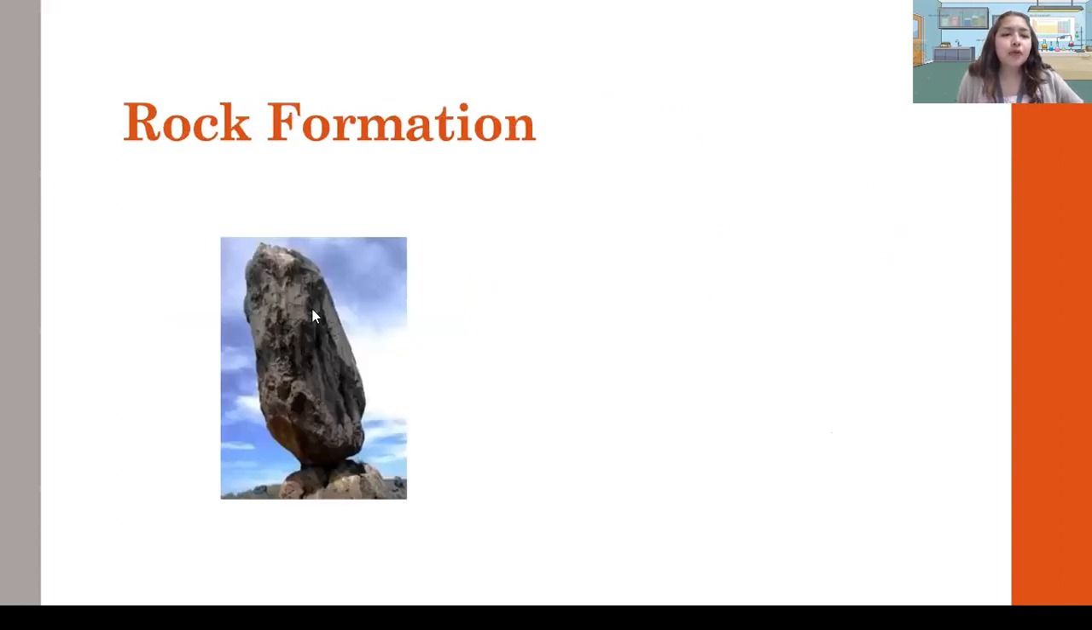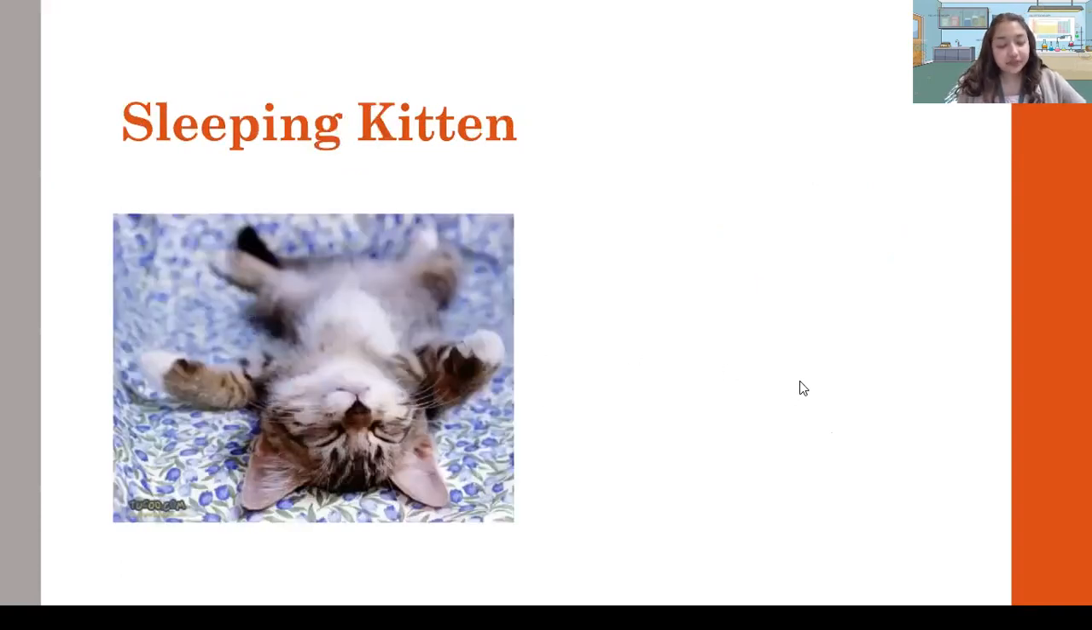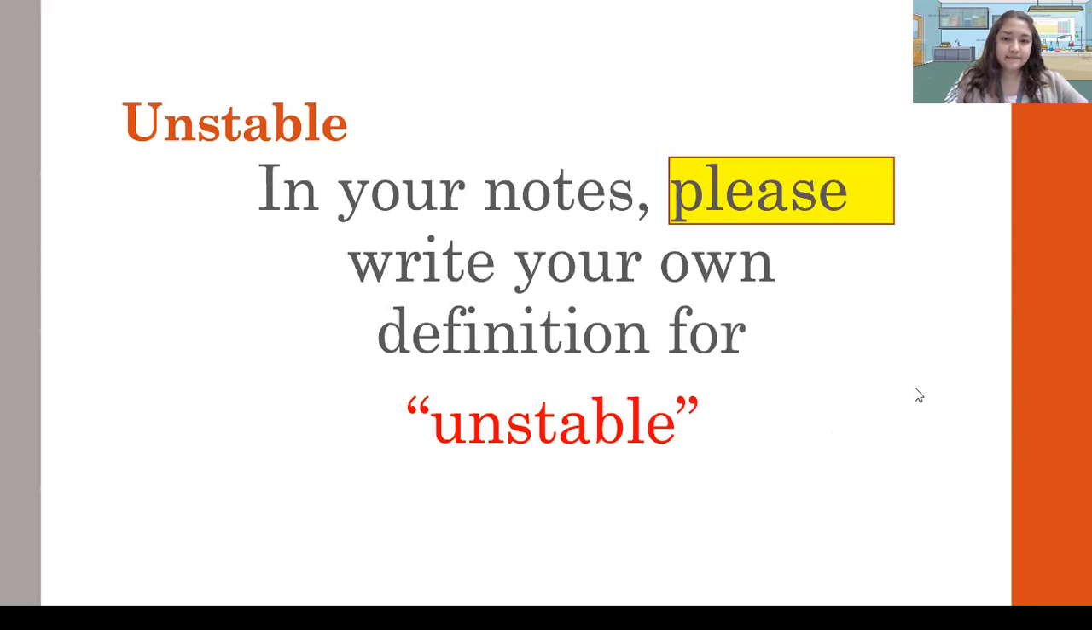We have a rock formation here. I would not want to be standing next to that rock, right? Just in case it could fall over. It looks pretty slanted. So I would say that this rock formation is unstable. And then last up, we have our sleeping kitten. That looks pretty stable to me. So we would circle stable for the sleeping kitten.